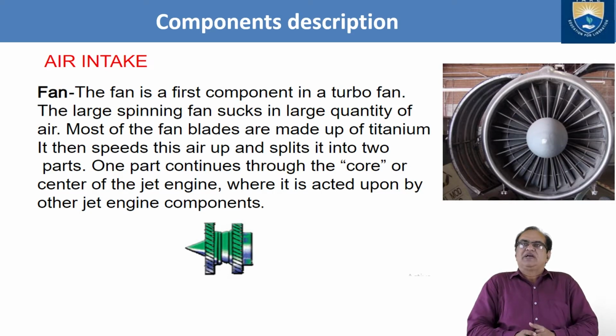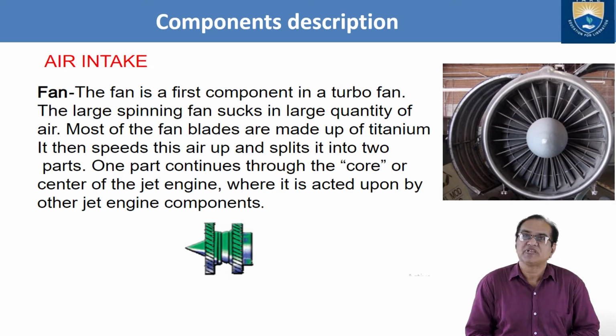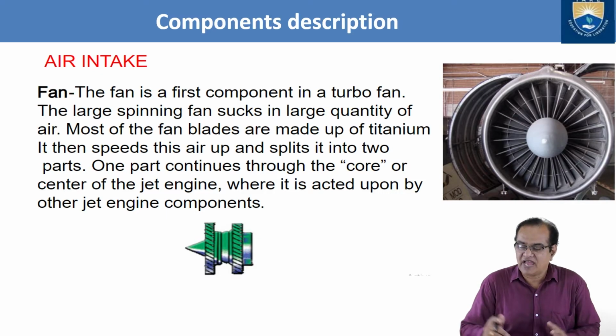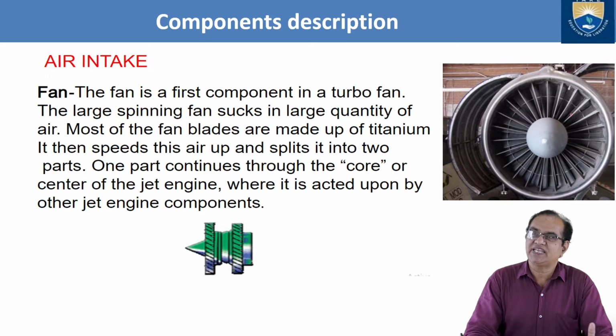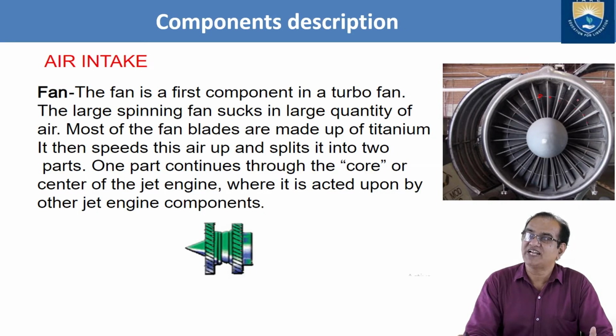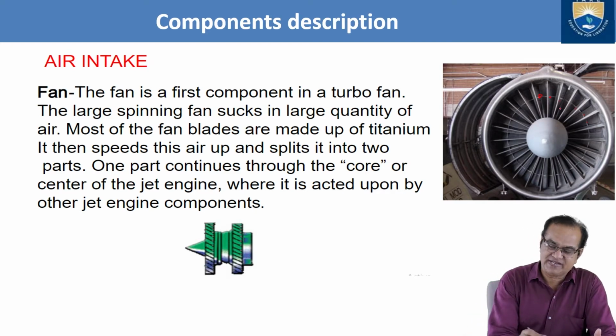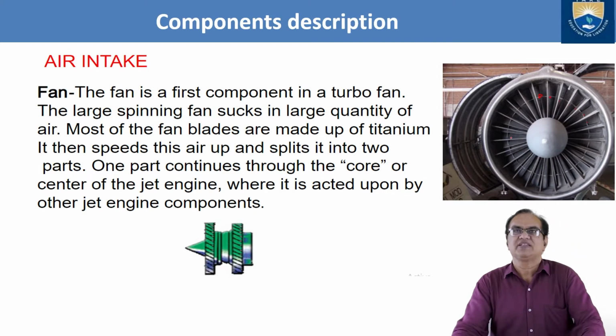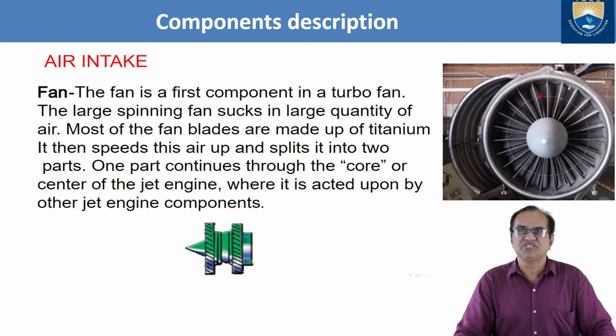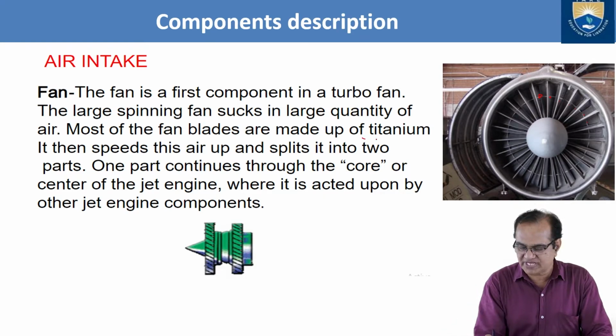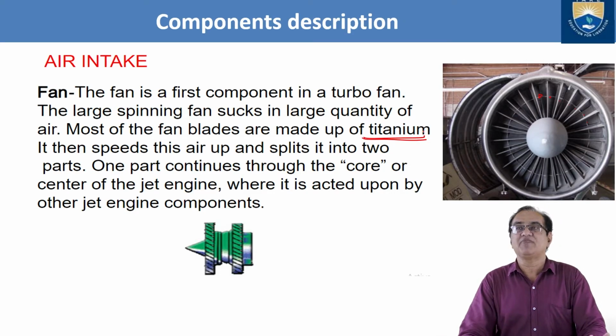Now I will talk about the components and their descriptions. First component is the air intake, and I have shown here, this is the fan. If you see any aircraft engine, you will see it like this. These all are the fan, and after that you will have the compressor. So air intake is passing through the fan. The fan is the first component in a turbofan engine. The large spinning fan sucks in a large quantity of air. Most of the fan blades are made up of titanium, so you have to remember that.